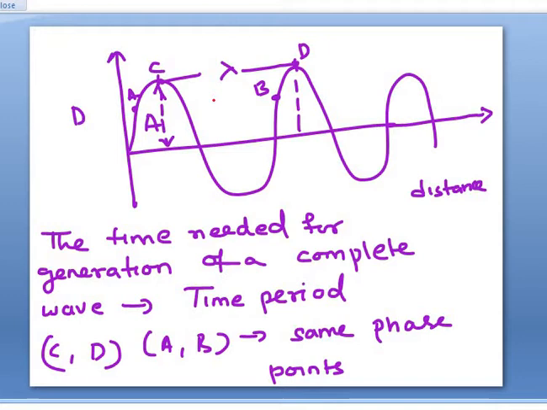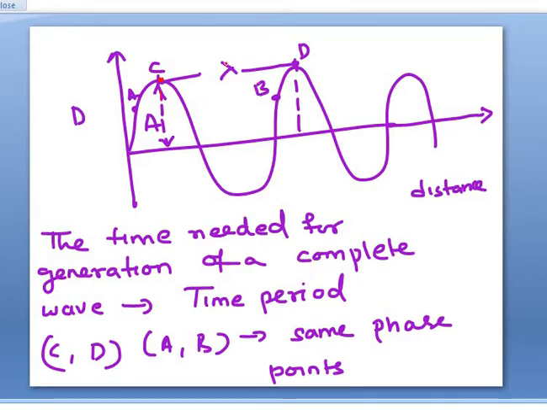Now let us talk about some basic definitions in waves. What are the basic parameters? See, we are having a wave like this. The point of maximum here is known as the amplitude of the wave, that is represented by A. Now look at points C, D or A, B. These points actually correspond to the same points here, and they are said to be in the same phase.